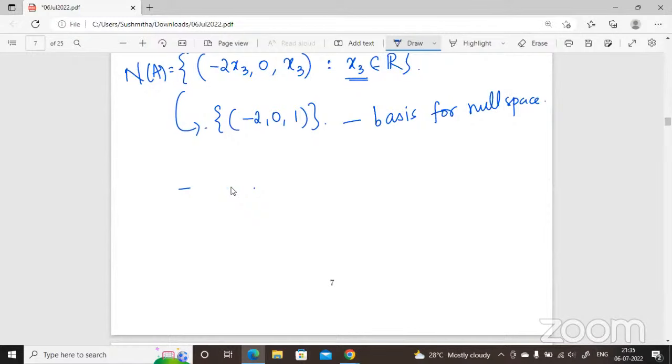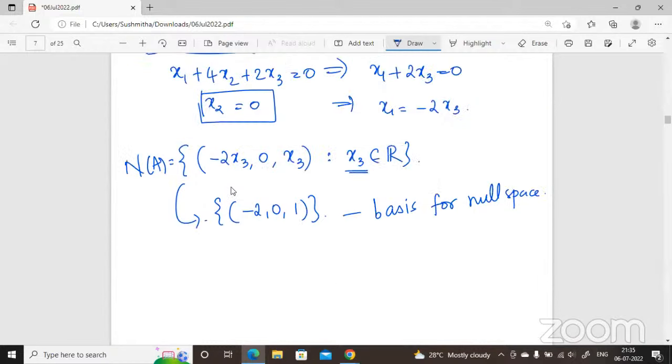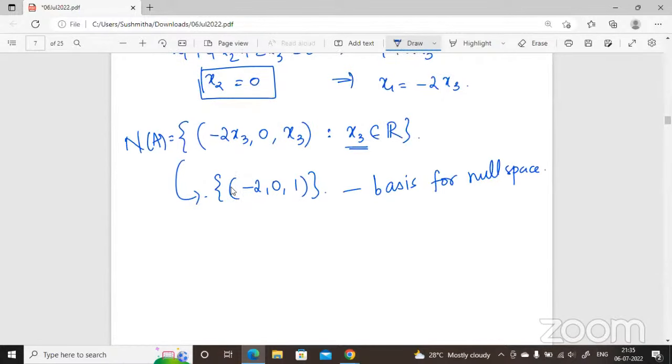Ma'am, if the null space only comprises the (0, 0) vector, then what will be the nullity? 0 means, what is nullity? Dimension of basis. So if this is my vector space, what is a basis for this vector space?